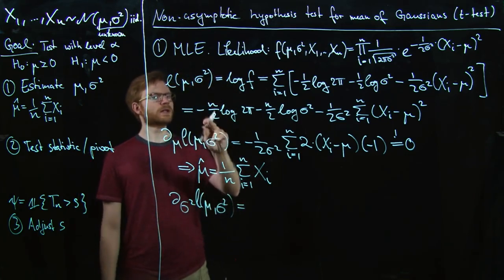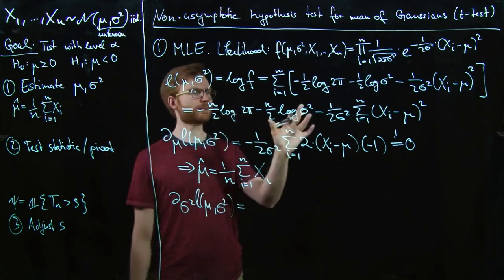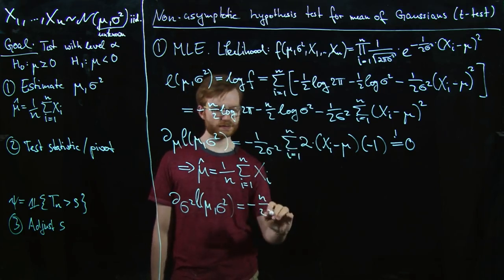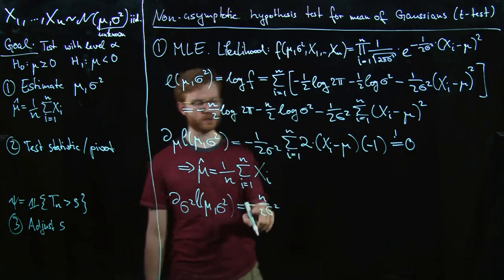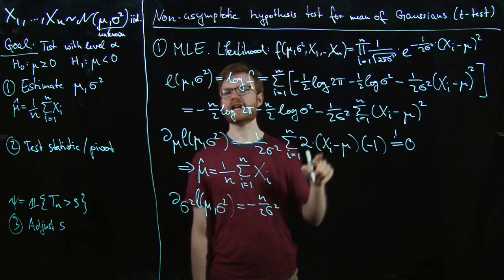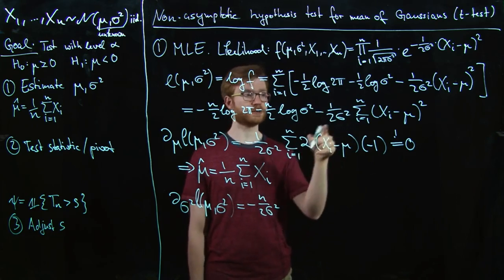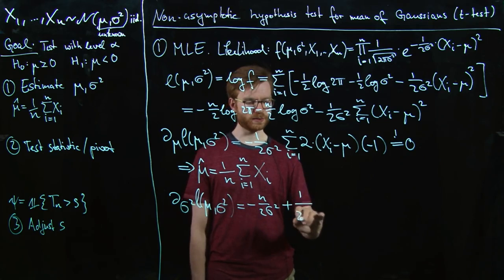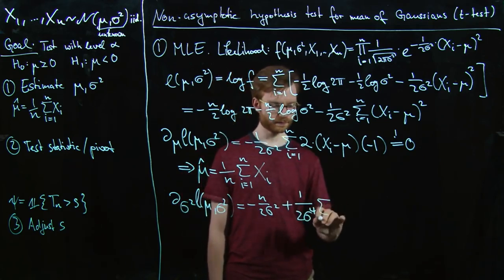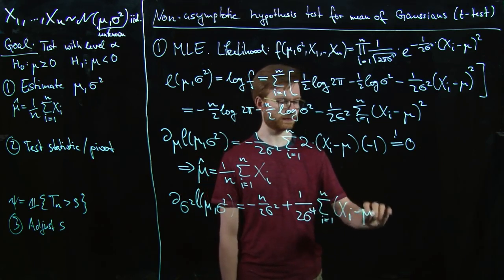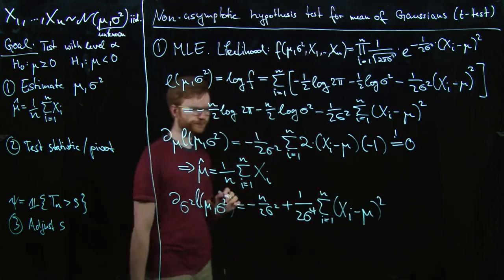OK. Looking at this again, this is a constant. This term here has derivative 1 over sigma squared for the logarithm. So it's minus n over 2 sigma squared. And this one here is something like 1 over x, which has derivative minus 1 over x squared. Minus times minus gives me a plus. And I end up with 1 over 2 sigma to the 4th, and the sum of the squares.